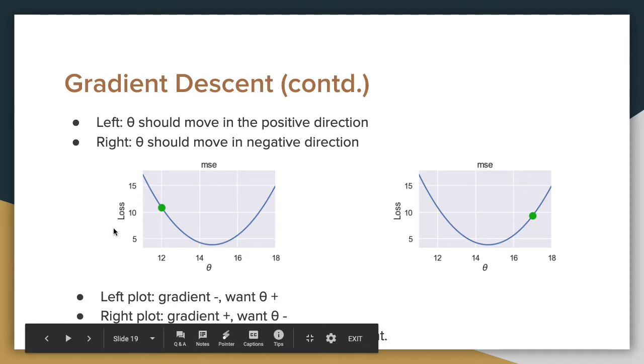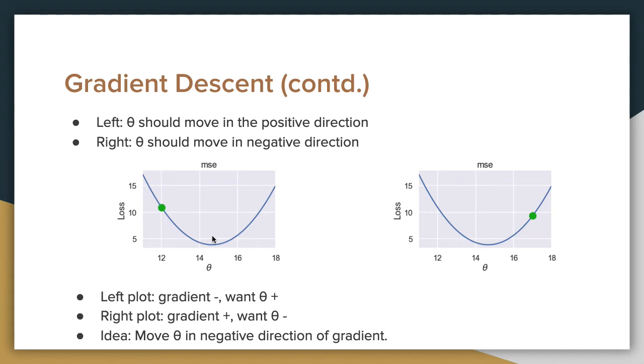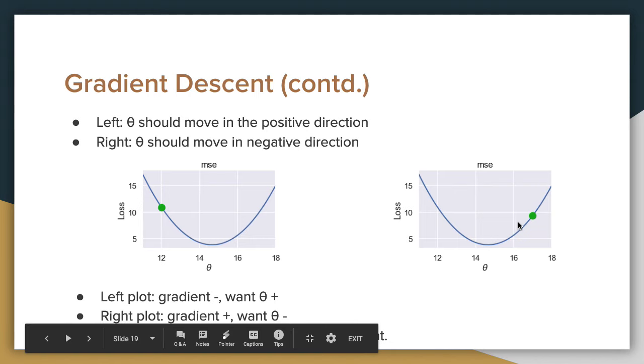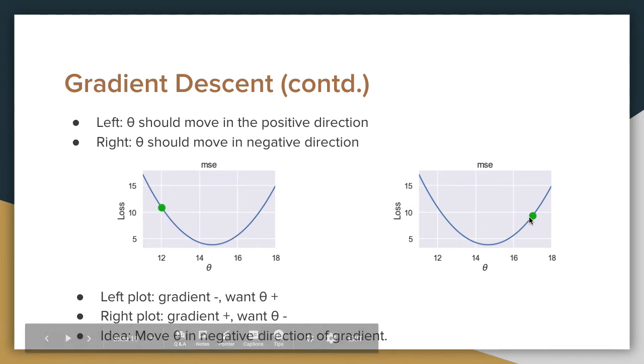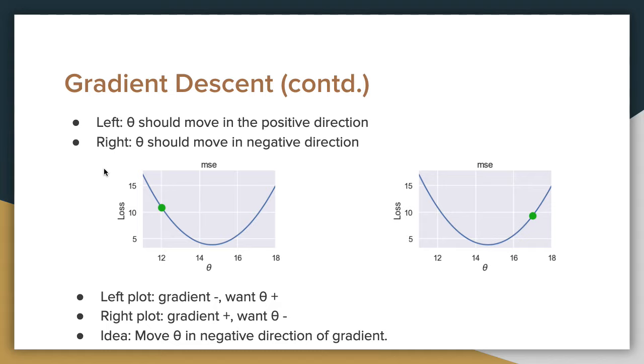So here we've plotted our loss against our theta. And over here, it's pretty easy to see that if we start off at this green point, we want our theta to increase. We want it to go here so that we can move toward the minimum. But instead, if we were over here, we want to move towards the left. We want to move to the minimum over here, right? That much is straightforward. So now we know what direction we want our theta to move in.